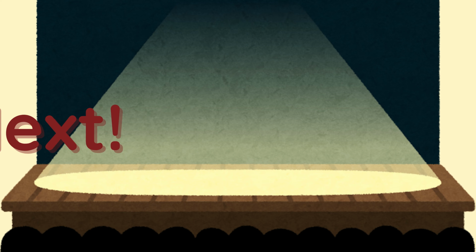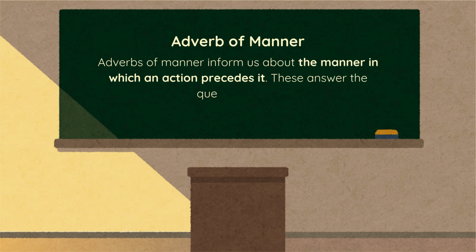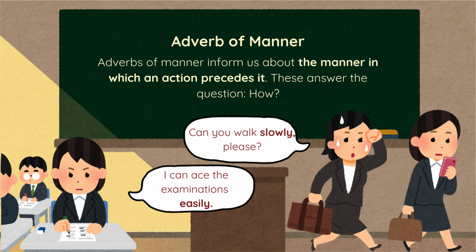Next. Adverbs of manner inform us about the manner in which an action proceeds. These answer the question, how? As examples, I can ace the examinations easily. Can you walk slowly, please?